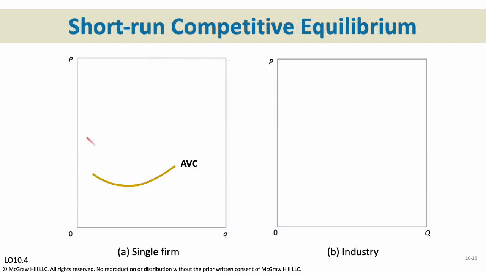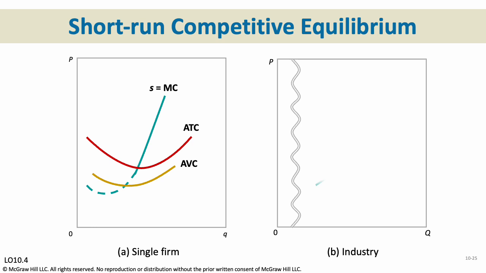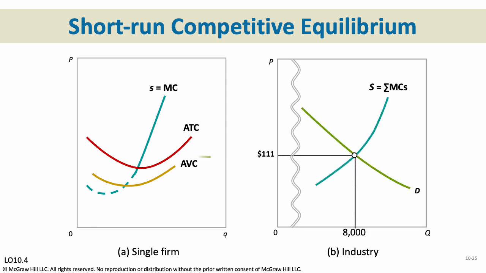So short run competitive equilibrium, well, it would look like this. So the single firm is on the left. That is going to be this one right here. That's your single firm at $8. Marginal cost is greater than average total cost. So this firm is making a profit. That's that green box right here. That's just the distance between average total cost and marginal cost.